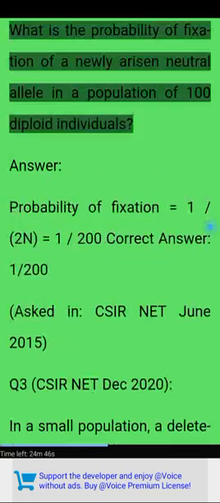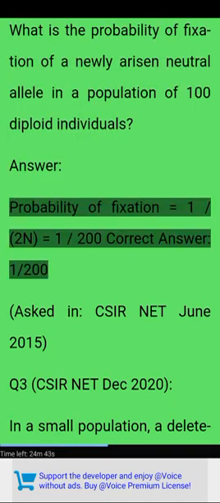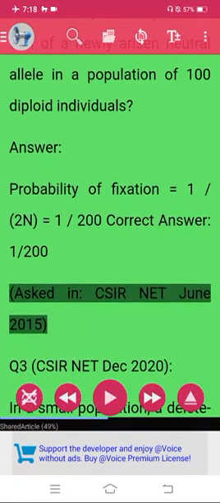Q2, CSIR NET June 2015. What is the probability of fixation of a newly arisen neutral allele in a population of 100 diploid individuals? Answer: probability of fixation equals 1/2N, which is 1/200. Correct answer, 1/200. Asked in CSIR NET June 2015.